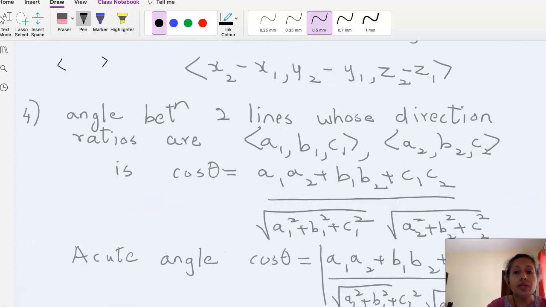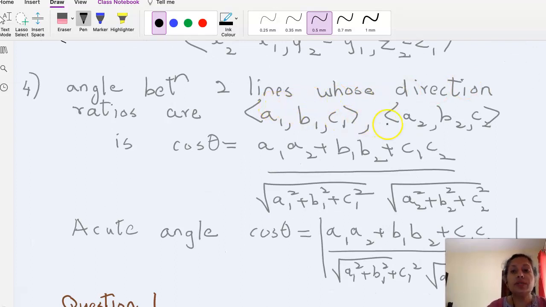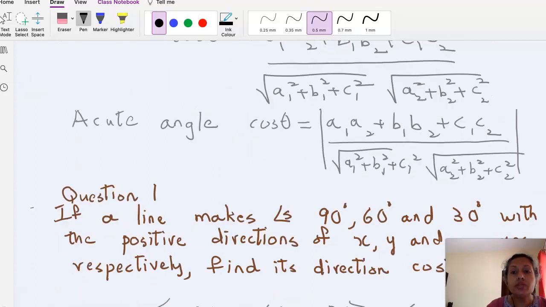Again, the angle between two lines whose direction ratios are a1, b1, c1 and a2, b2, c2 is given by cos theta equals a1 a2 plus b1 b2 plus c1 c2, divided by root of a1 squared plus b1 squared plus c1 squared, into root of a2 squared plus b2 squared plus c2 squared. This is a property which you also learn in vectors. And the acute angle cos theta is given by the modulus of a1 a2 plus b1 b2 plus c1 c2, divided by root a1 squared plus b1 squared plus c1 squared into root a2 squared plus b2 squared plus c2 squared.